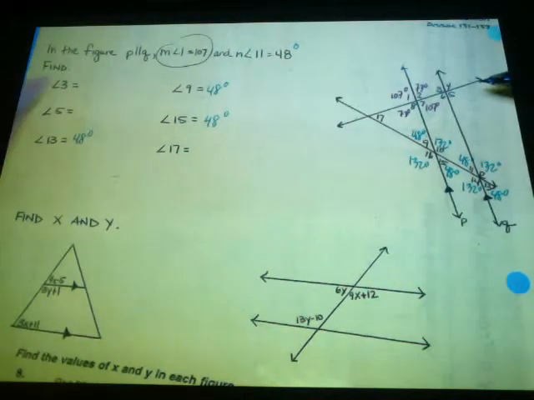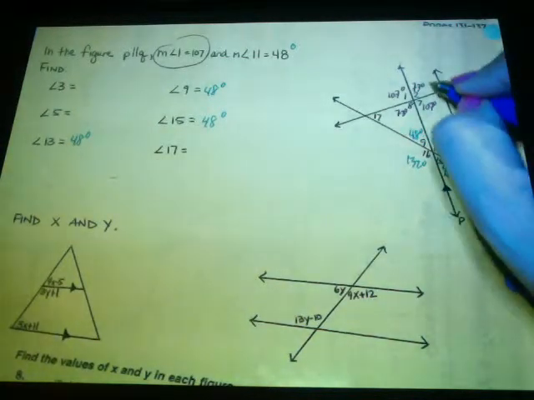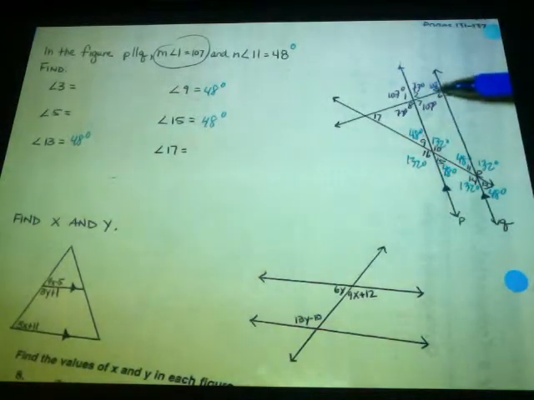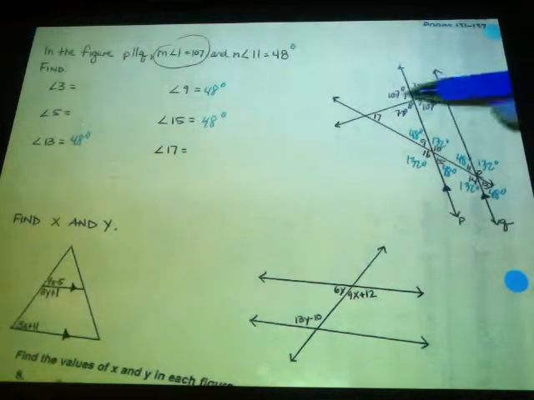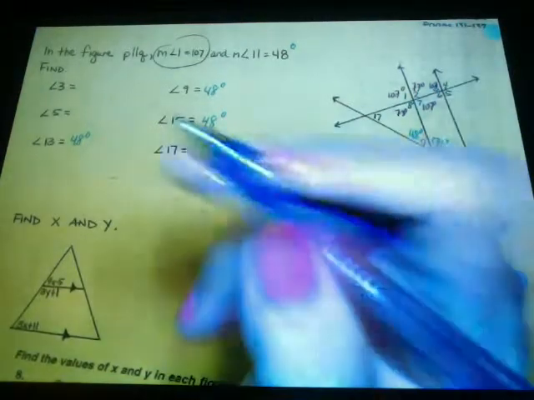We have to find 3, right? So what's 3? Why? Yeah, so you can say it's alternate interior to this one. You could have said it's corresponding to this one, right? Or you could have said it's consecutive interior to this one and that they're supplementary. There's a lot of different reasons why we could have said that. But 3 is 107.